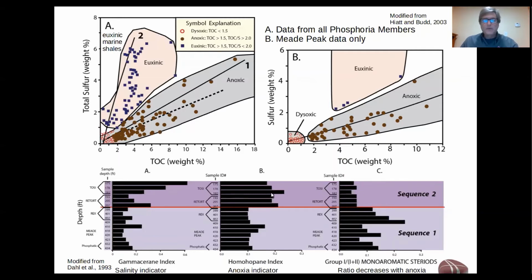So we have different paleoceanographic water chemistries that appear to be part of this entire Phosphoria complex, but more specifically, the two major organic-rich mudrocks appear to have had relatively different bottom water chemistries.